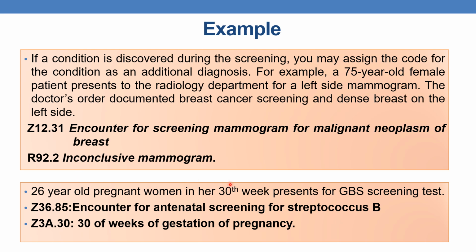A 26-year-old pregnant woman in her 30th week presents for GBS screening test. That is group B streptococcus. Here the code is Z36.85, encounter for antenatal screening for streptococcus B. Followed by, additionally, you can use weeks of gestation, Z3A.30, to indicate 30 weeks of gestation.